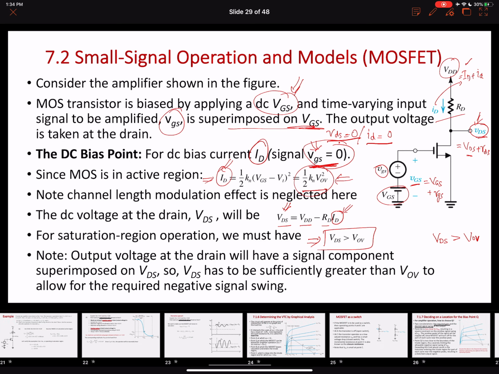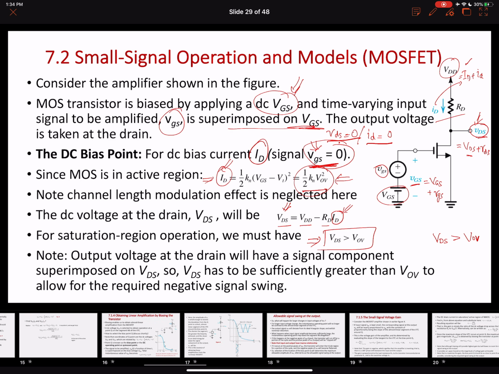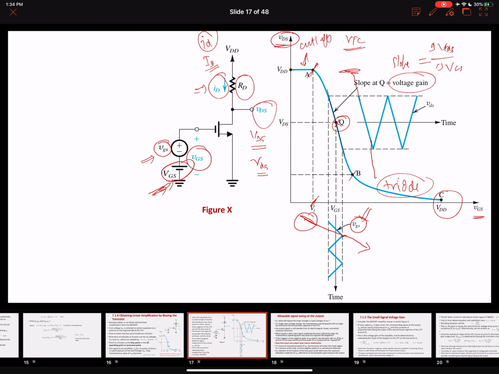So what does that mean? We can go back quickly to the voltage transfer characteristics. That statement means that our output voltage, this capital VDS for the bias value, should be sufficiently larger. Here is the overdrive voltage. This is the edge of the saturation where VDS equals the overdrive voltage. So in order to allow this negative swing to occur and not truncate or distort it, our DC value of the output voltage should be sufficiently greater than the overdrive voltage.